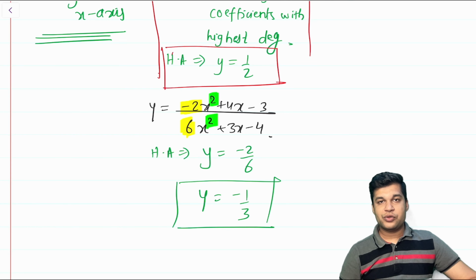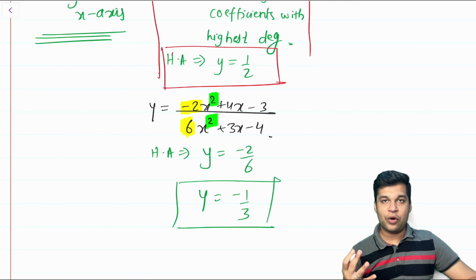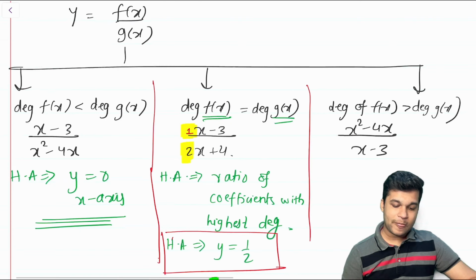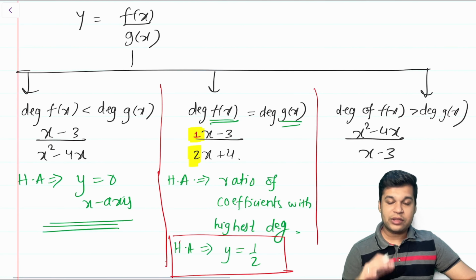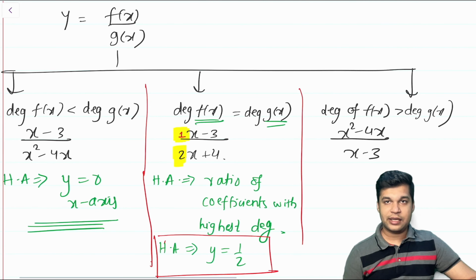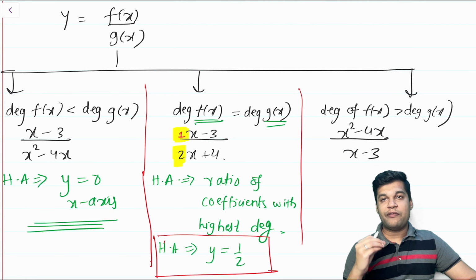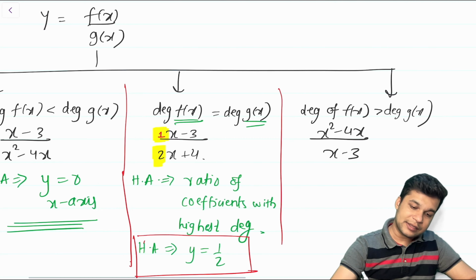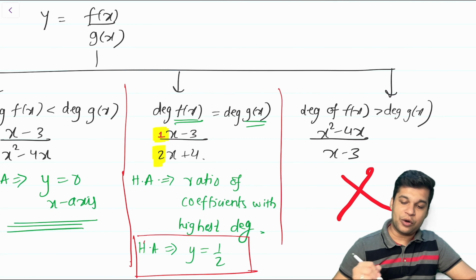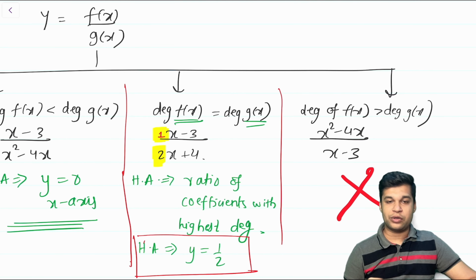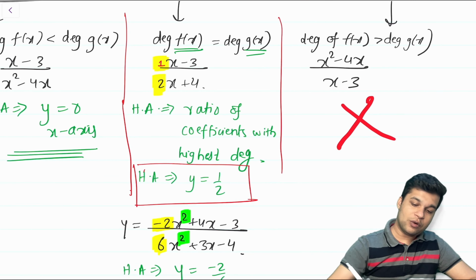Okay. So this is how you find the horizontal asymptote. This was your second case. Now the third case. If the degree of fx is greater than the degree of gx, in this case, you do not get any horizontal asymptote. What do you get? You get oblique asymptote.